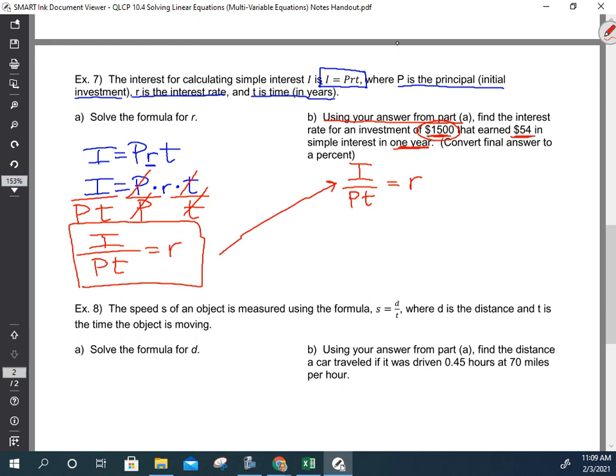So where is the $1,500 going to go? So where do we put the $1,500? Is it I? Is it P? Is it T? Is it R? Which one is it? If you put it in the wrong spot, that's going to be a problem.